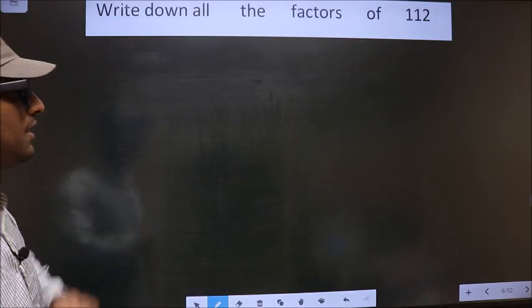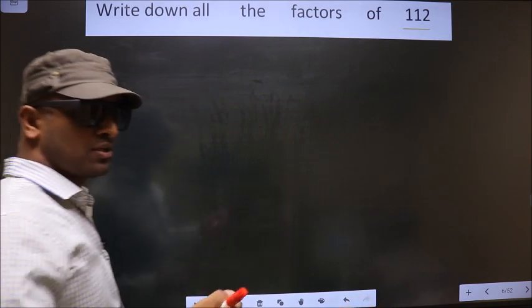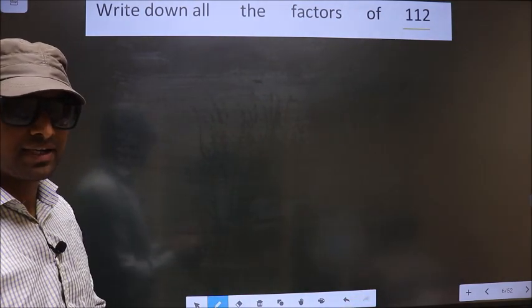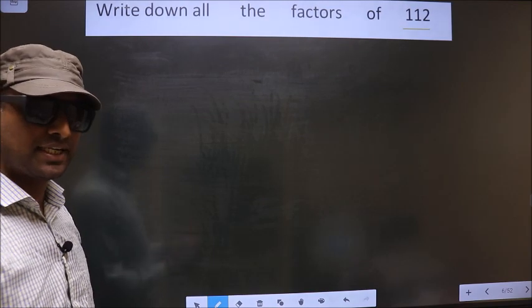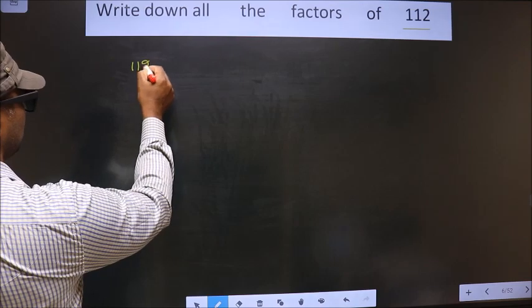Write down all the factors of 112. To write all the factors, first we should do the prime factorization of it. So let us do. That is 112.